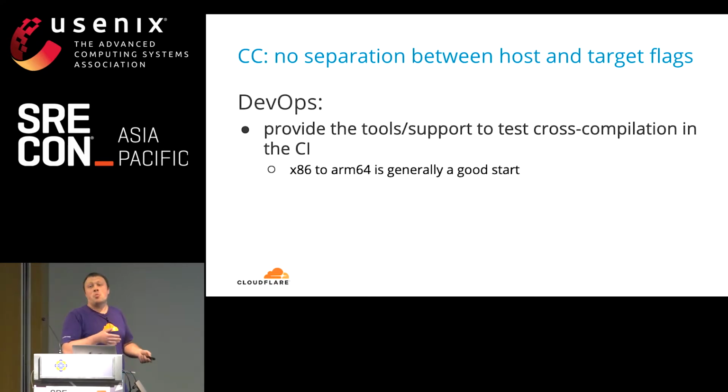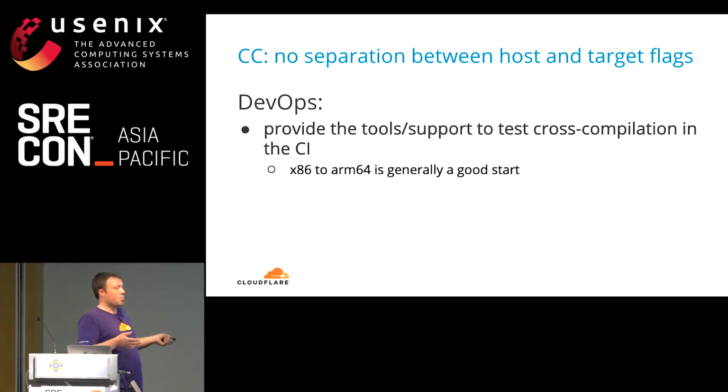So DevOps can help here as well. Based on this advice, you can provide the tools and support to test cross-compilation in the CI. So for the iPXE project, if they actually tested their cross-compilation build system, they would find this bug. It's very easy to find.